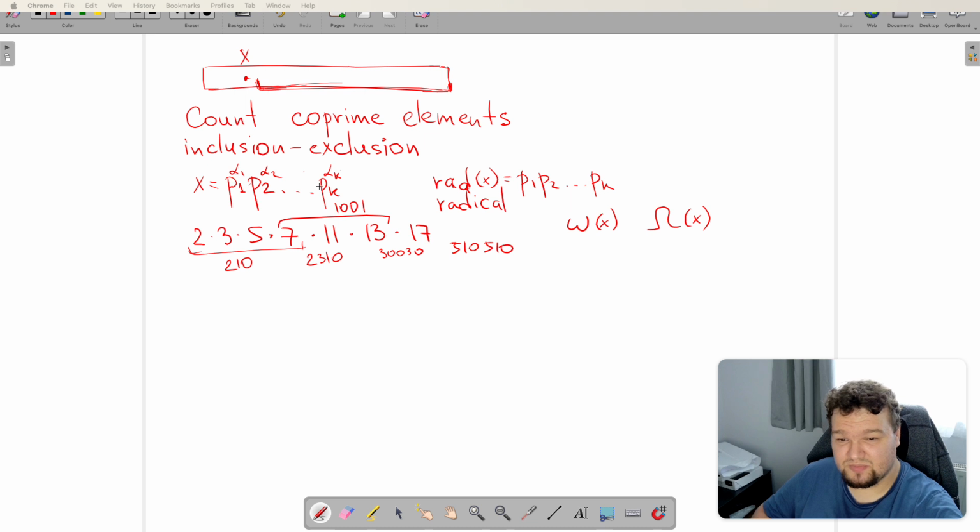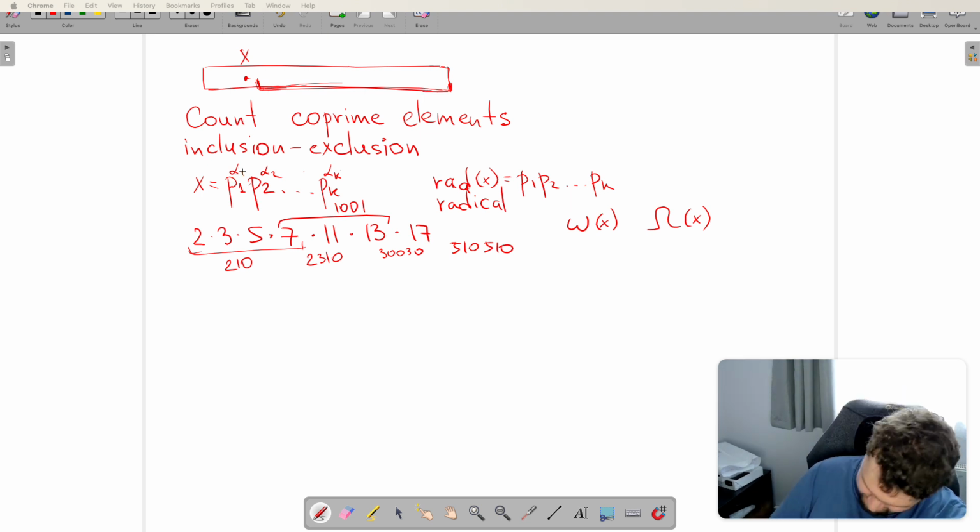Okay, so we have those primes. How do we count the k-prime numbers? Let's say they're stored in some set and we know some information about them. Pre-calculate something. So we can start by saying that, well, all the numbers are k-prime except the ones which are divisible by p1 or p2 or pk and so on.